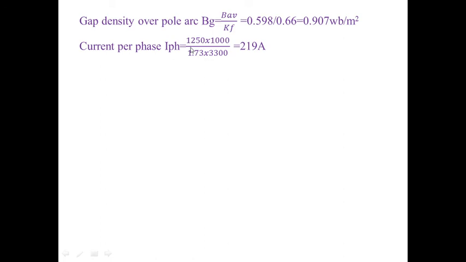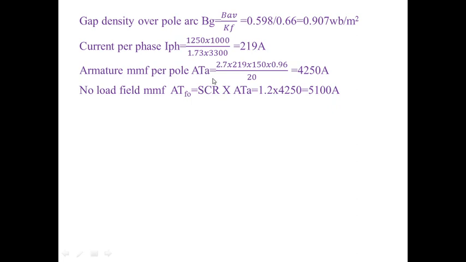Now current per phase I phase you can calculate as 1250 kVA into 1000, that is VA, divided by root 3 into voltage, that is 3.3 kilovolt. So you will be getting current per phase as 219 amps. So armature MMF per pole ATA is equal to 2.7 I phase, T phase, kW divided by P. Simplifying, you'll be getting 4250 amps. So no load field MMF ATF naught is equal to SCR into ATA, correct. So 1.2 into 4250, you'll be getting 5100 amps.